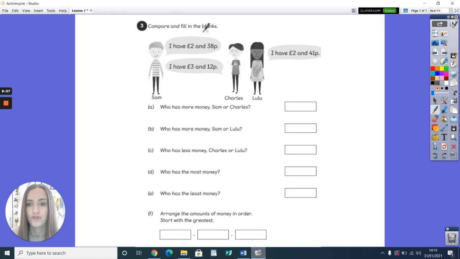And then your last one, really straightforward. You don't have to do any counting. We've got Sam, Charles, and Lulu. And then you've just got to answer 1, 2, 3, 4, 6 questions about these 3 children, looking carefully at what it's asking you, okay, and which 2 children you need to be looking at. And then this one, who has the most money out of all 3 of them, that would require a name because it says who. All of them say who. So all of the first 5 require a name as an answer. And then who has the least money out of all 3 of them. Arrange the amounts of money in order, starting with the greatest, so the amounts of money.